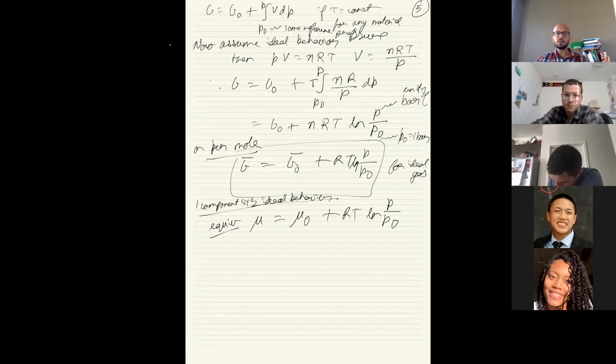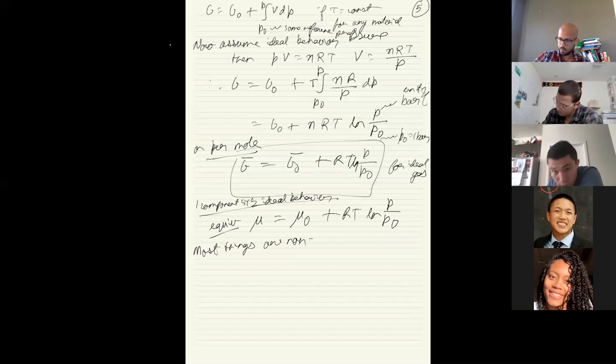Most things are not ideal. Most things are not like ideal particles. They have finite sizes, they have interactions between them, quantum mechanics might hold true, all kinds of funky behavior might happen. Most things are non-ideal. In fact, everything is non-ideal. You might get to ideal behavior at very high temperatures and low density.